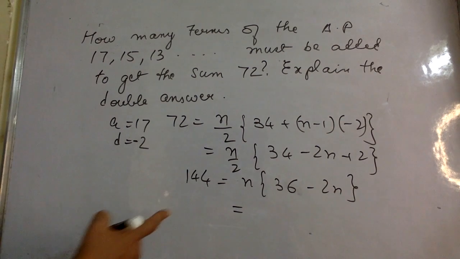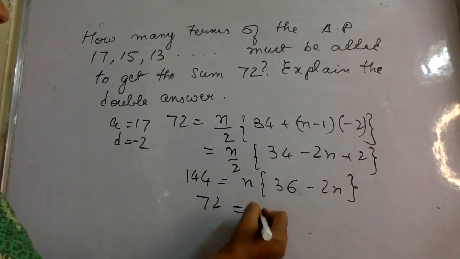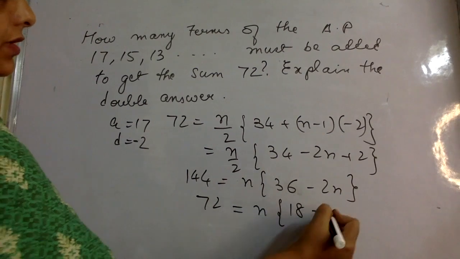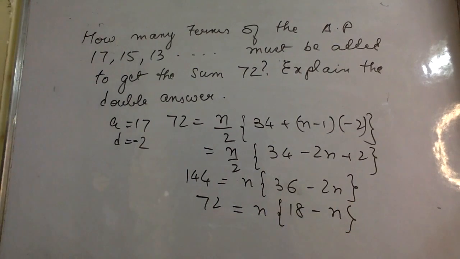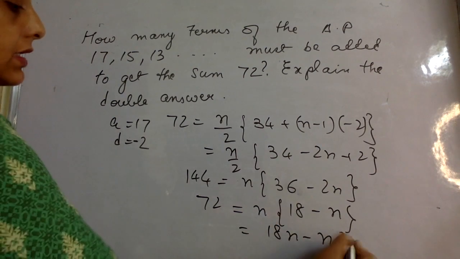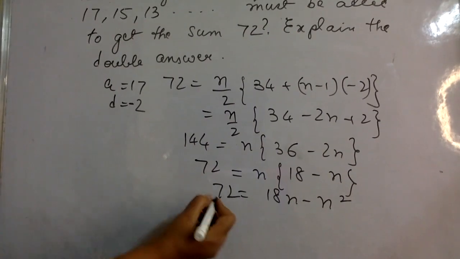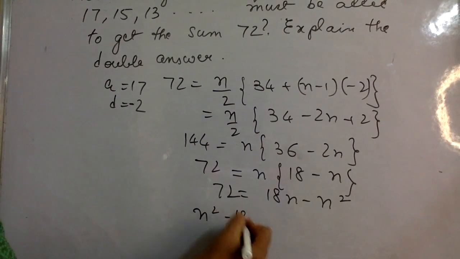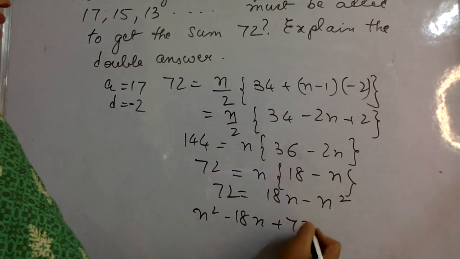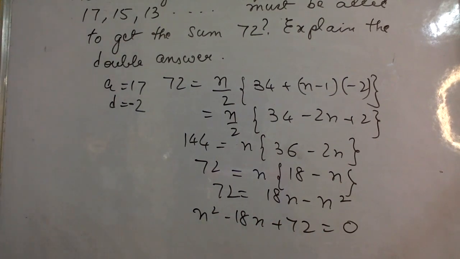So what we can do is, if we divide with a 2, we get 72 on one side, and 18 minus n on the other. If we open this up, we get 18n minus n square is 72. Now this is a quadratic equation we have got. So n square minus 18n plus 72 is equal to 0. Now how can we solve this?